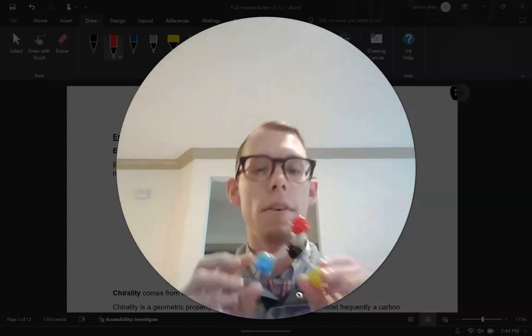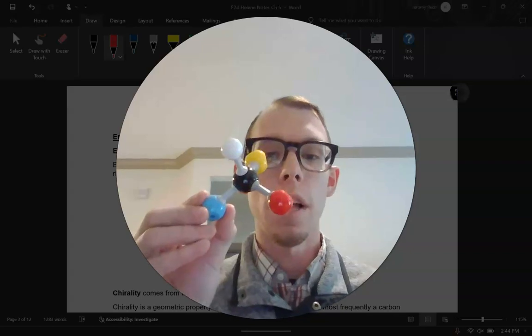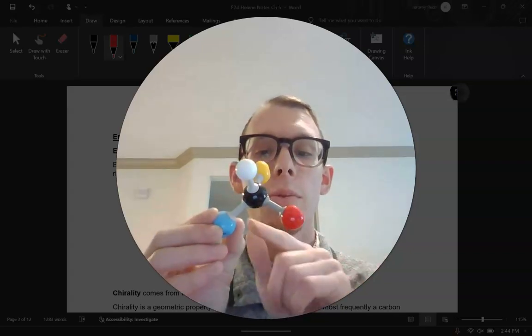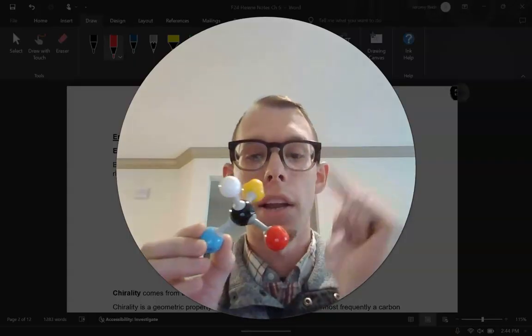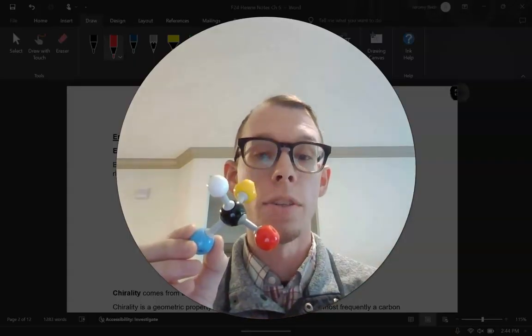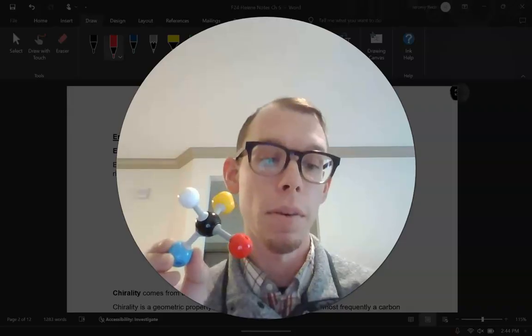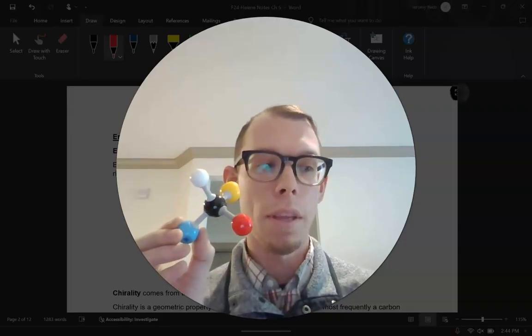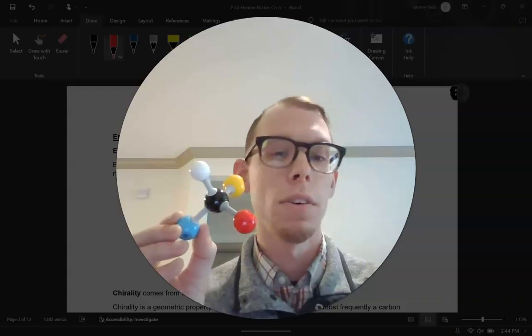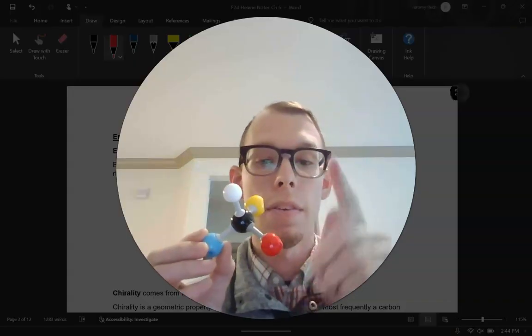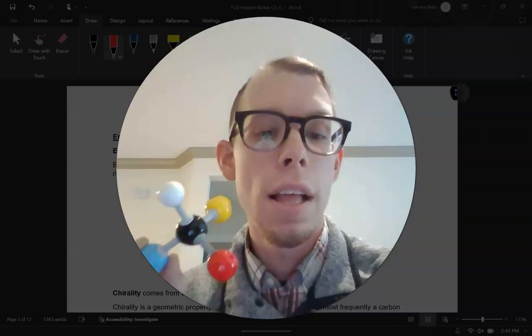So here I have a molecule. I just have a bunch of generic colors with it. So we have a black ball, a red, a blue, a yellow, and a white. And those are going to be 4 unique attachments. And that's going to be something that we're going to really establish as a core theme, that in order to have a stereocenter, most of the time you're going to need unique attachments on everything.